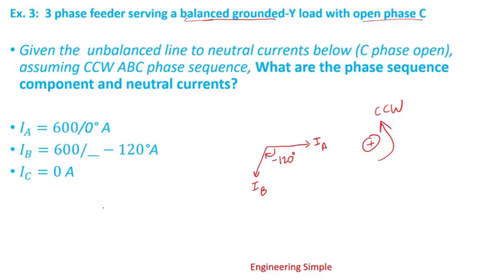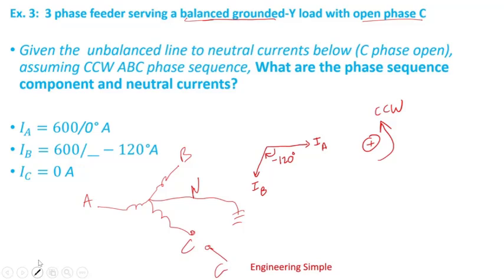So basically, this is a grounded Y. If I call them phase A, phase B, phase C, and here's their neutral, which is grounded, but phase C somehow is open. So I'm just going to erase this. So phase C is open.